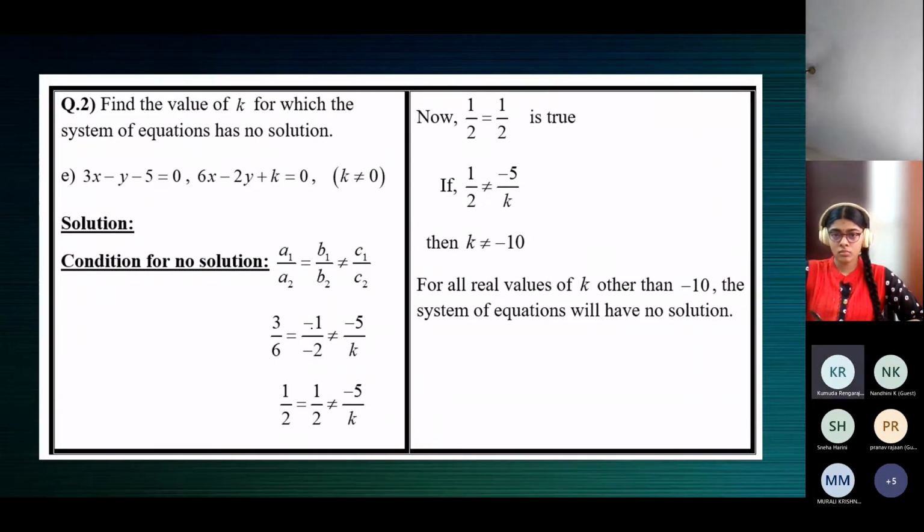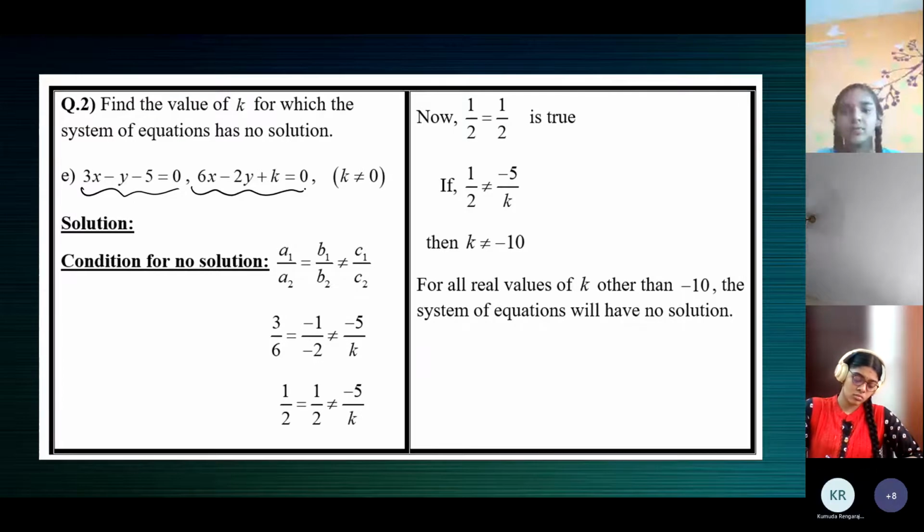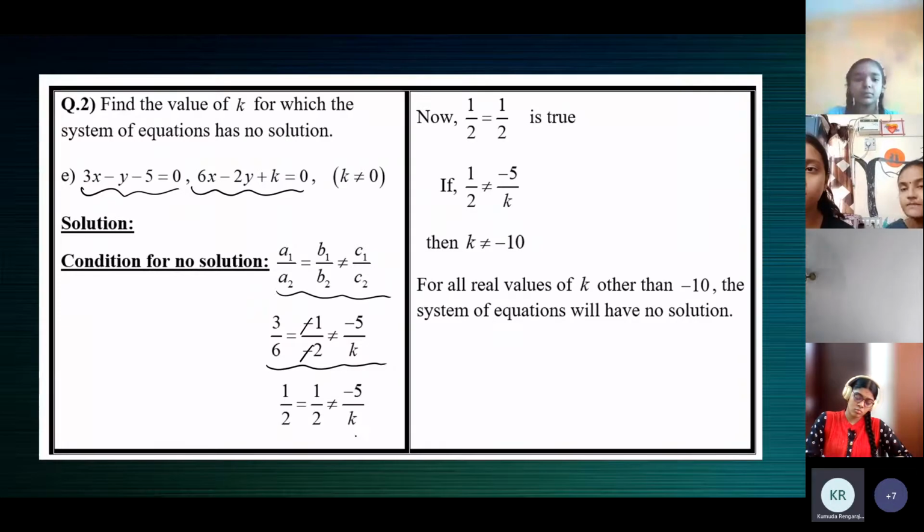Okay. So here, the equations are already given in the standard form. This is the condition for no solution. Substitute the values, and you get half is equal to half is not equal to minus 5 by k.